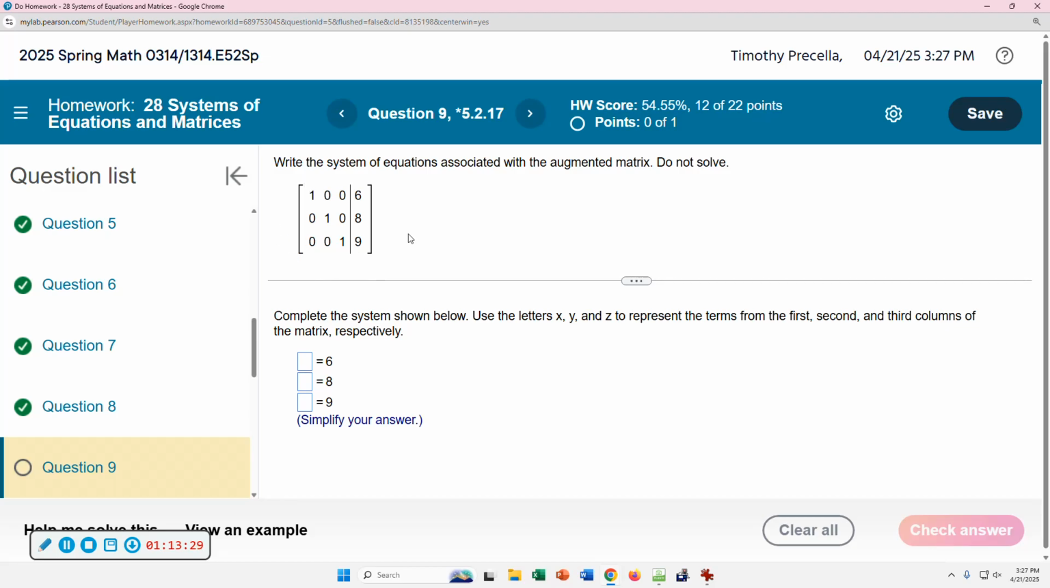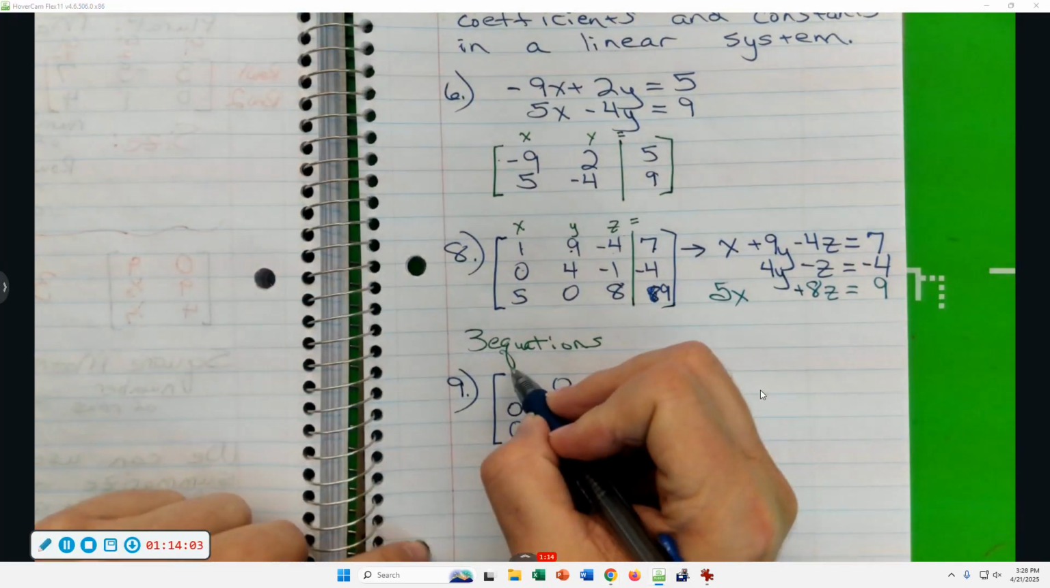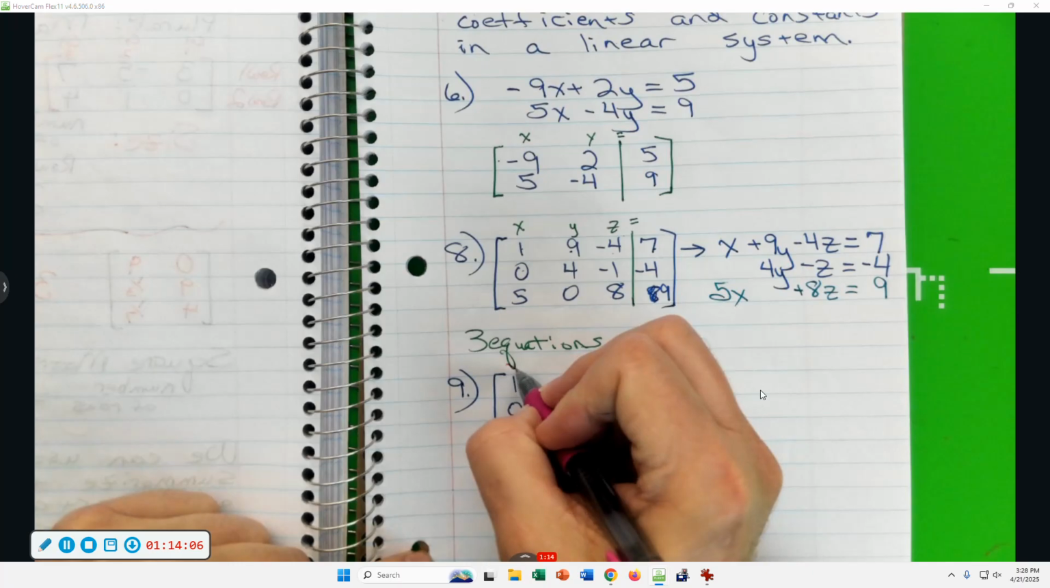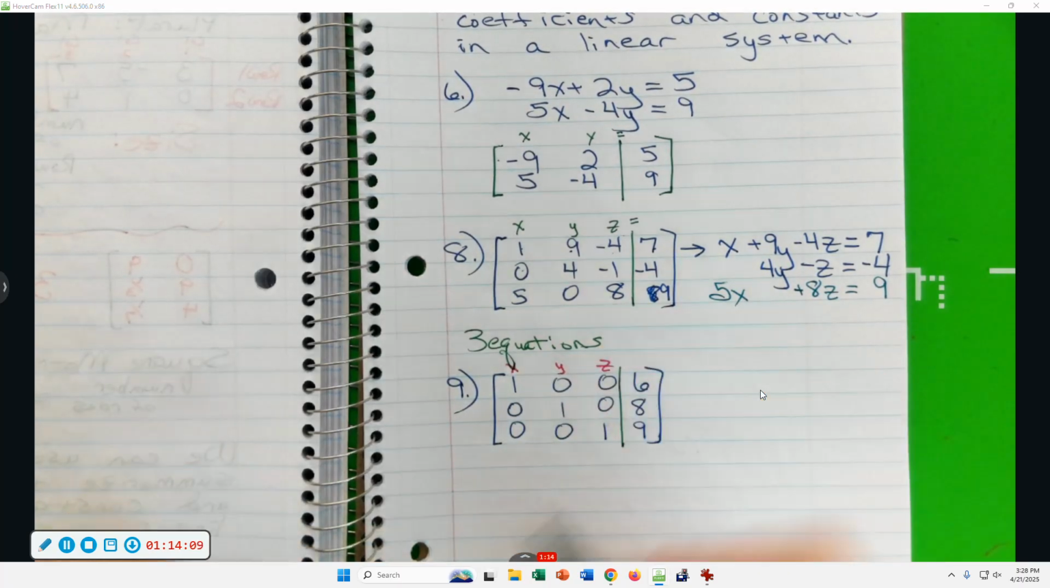Let's write this down. In linear algebra, heck, in Math 1324, we learn a way of taking messy-looking matrices like number 8 and making them look like number 9. Well, why would we want them with ones down that diagonal and zeros everywhere else? Let's just write out the equation, and they tell us what letters to use: X, Y, and Z.